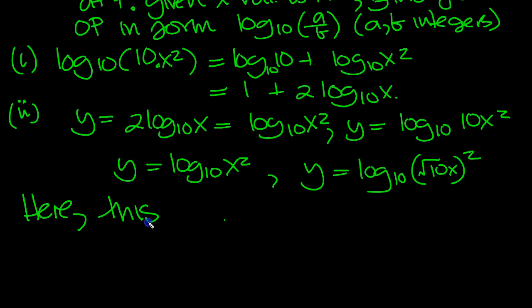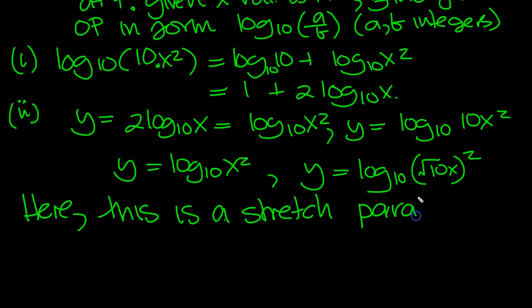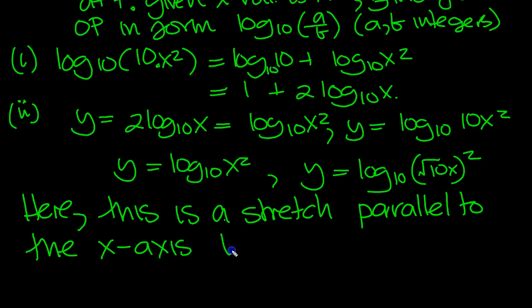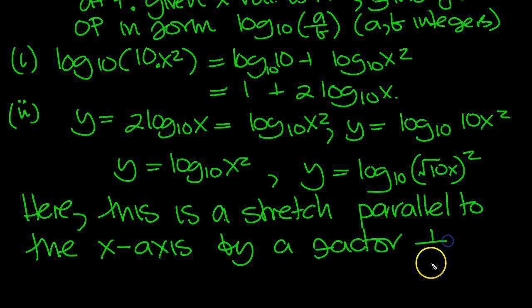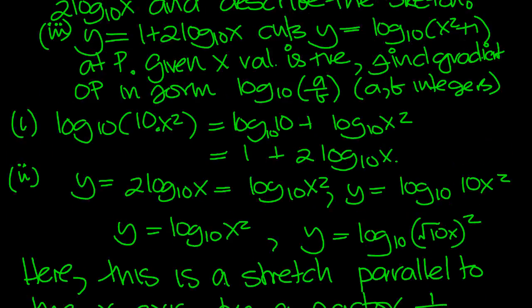So here then, this is a stretch. It would be parallel to the x-axis, by a factor of, so remember that if it was x to 2x, it was a factor of a half, but this is x to root 10 of x, so instead of it being 2, it's 1 over root 10. So that's part 2 done then. We've looked at that.